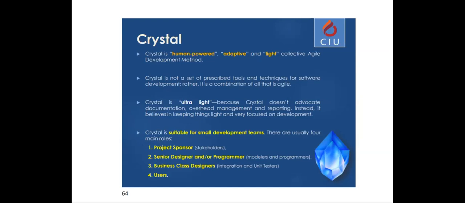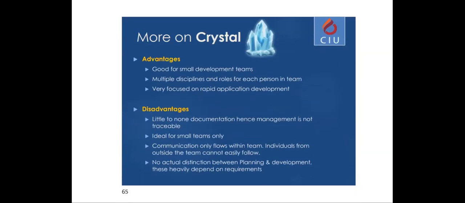They usually have four roles here: the project sponsor, the stakeholders, in this case the sponsor is me giving you the project; the senior designer and or programmer, they could have the same role, this is you; and the business class designer who is basically testing the system. Finally, there is the role of the user who uses the system as well. For example, when I give you a programming project, you could be the senior designer programmer and also the business class designer who is going to test the system. And I could be the project sponsor giving you the project and also the user who's going to use it.